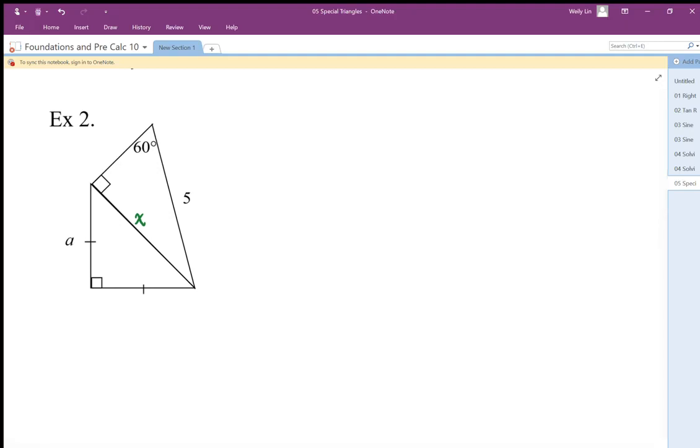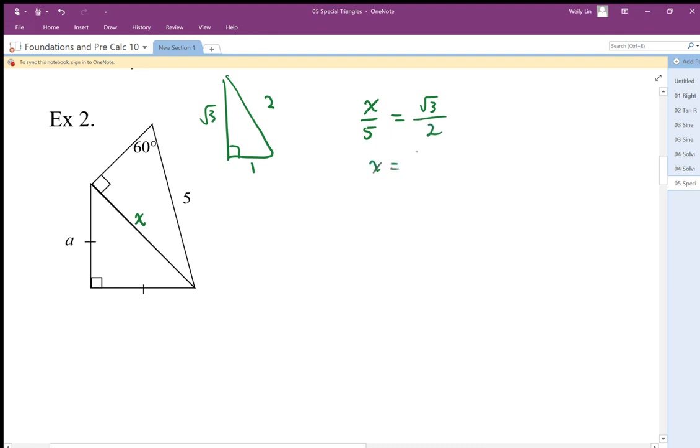And when I look at my special triangle, and I'm just going to draw out my special triangle here, my special triangle is 1, 2, square root 3. Okay, so this side here, x, relates to the root 3 side. So I'm going to do x to 5 is equal to square root 3 to 2, and 5 relates to the hypotenuse. Okay, so once I've done that, I can solve for the exact value of x. So I get 5 root 3 over 2.